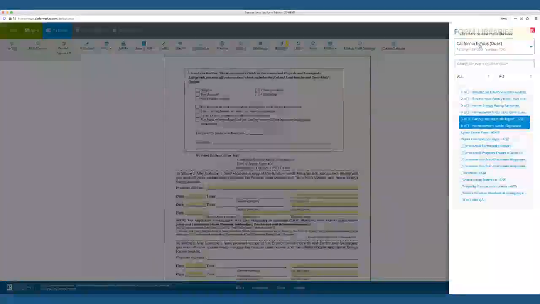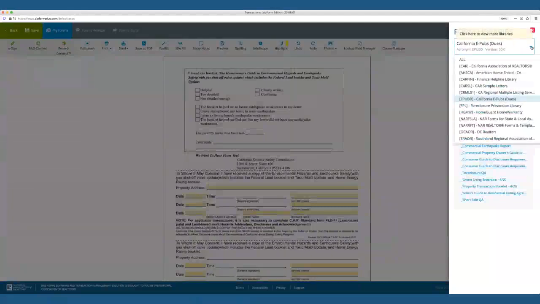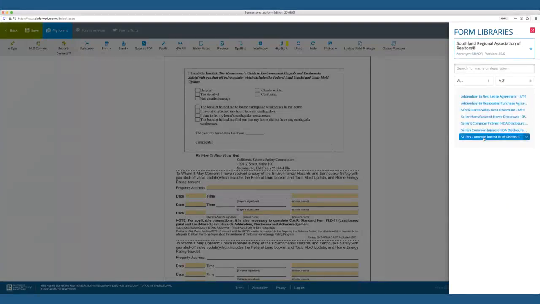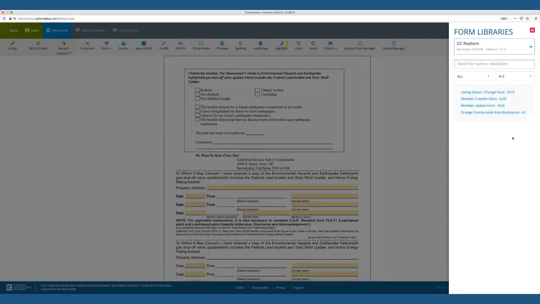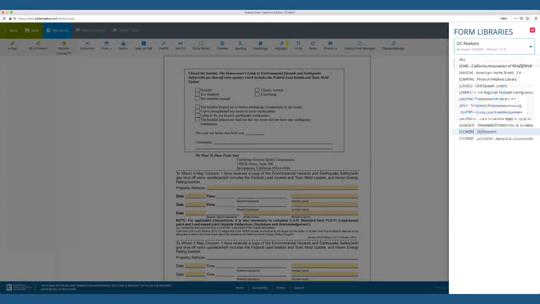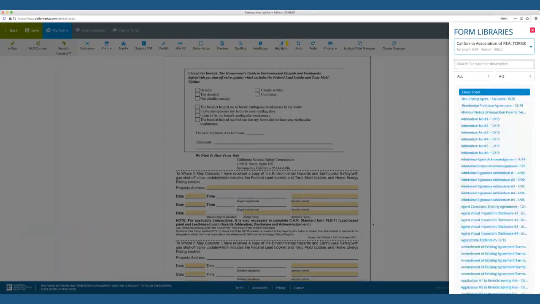So once again, it's in this drop-down box where it gives you all these options. I'll point out to you, if you're part of SRAR, those forms are here, and since I'm also Orange County, I get those forms too. So that is important to note.